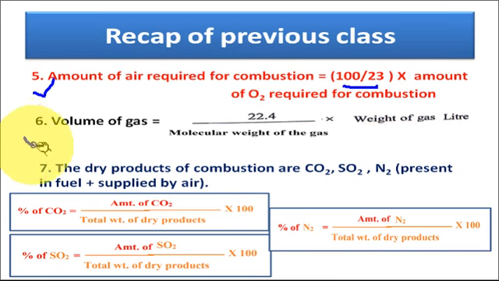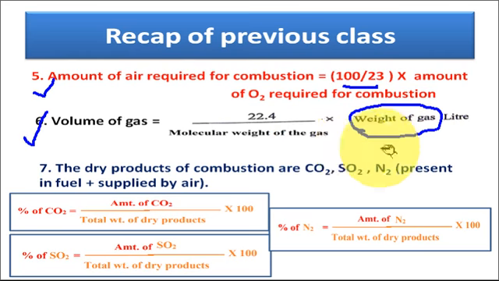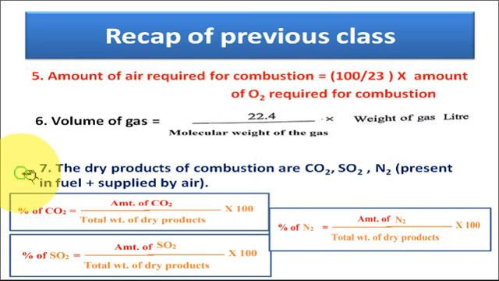Next, we learned about the volume of gas, the conversion of weight to volume. For this, we learned that the given amount of gas may be converted into its volume by multiplying the amount of gas by 22.4 divided by its molecular weight. So, any amount of gas can be converted into its volume by multiplying it by 22.4 divided by its molecular weight. Then we learned to calculate the percentage of dry products.